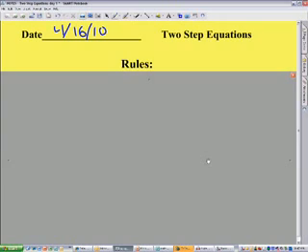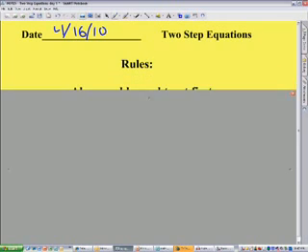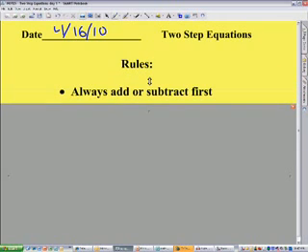It's good stuff. Okay, so for our rules for two-step equations, that first one, always add or subtract first. This is going to fly in the face of everything you've learned mathematically so far. You're always going to want to add or subtract first. Which means if you have an opposite operation that's addition or subtraction, you're going to do that before you would do an opposite operation that's multiplication or division.